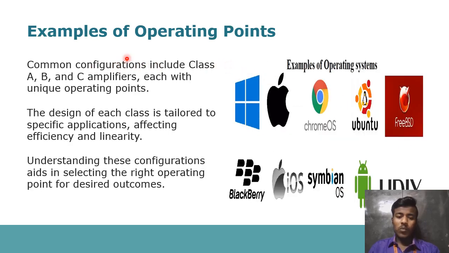Examples of operating points. Common configurations include class A, B, and C amplifiers, each with unique operating points. The design of each class is tailored to specific applications, affecting efficiency and linearity. Understanding these configurations aids in selecting the right operating point for desired outcomes.